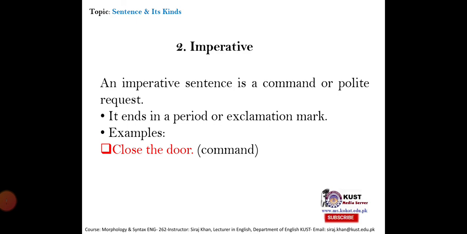But if we think about the sentence, a sentence carries a subject and a predicate, so you can raise a question: where is the subject? Here we have a second person, you, as the understood subject. It ends in a period. Close the door is a command. Sometimes we make a polite request, like please be quiet, which is an example of an imperative sentence.